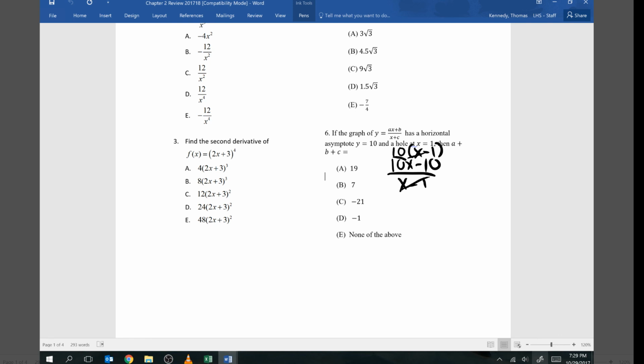That's where the horizontal asymptote comes from at infinity. But it's also where the hole comes from. If I cross out a factor on top and bottom, that's a hole. And so that's why it needs to be negative 10. And 10 plus negative 10 minus 1 is negative 1.